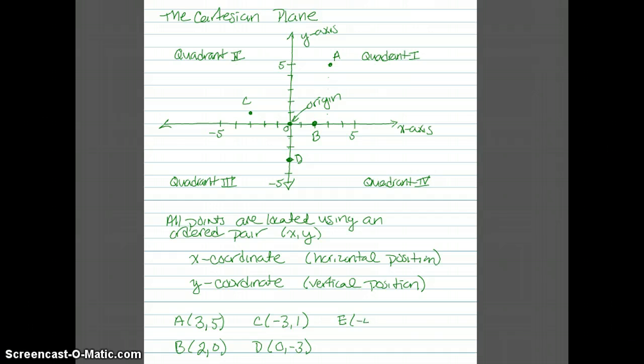Next I have E, which is located by the coordinates (-4, -2). So here we have -1, -2, -3, -4, then -1, -2, and there's my E. And finally F is (5, -4), so it means I'm going out to 5 on the x-axis and then down to -4 on the y-axis.